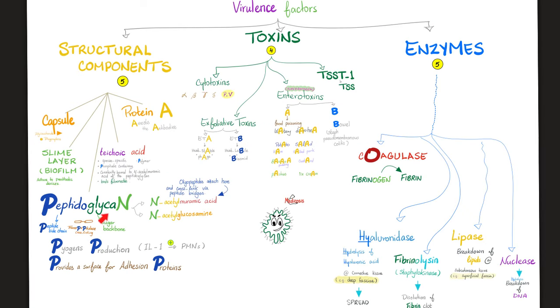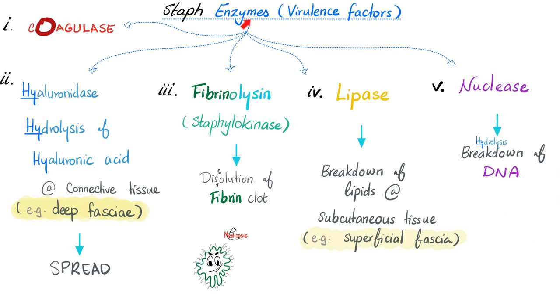We're done with the structural components. We're done with the toxins. Remember, cytotoxin, exfoliative toxin, enterotoxin, toxic shock syndrome toxin number 1. Pause and review. Let's talk about enzymes. Staph enzymes, part of virulent factors.